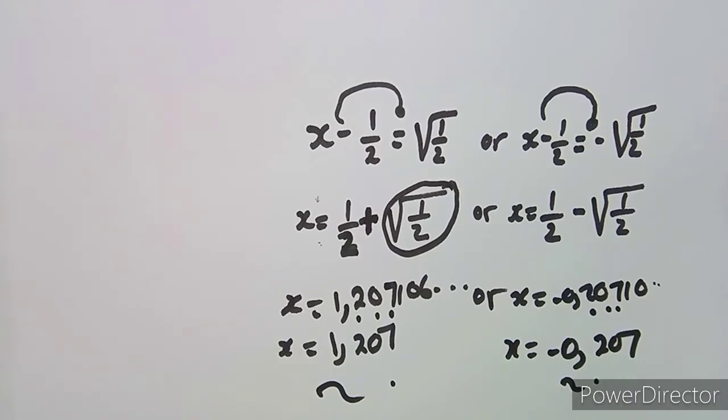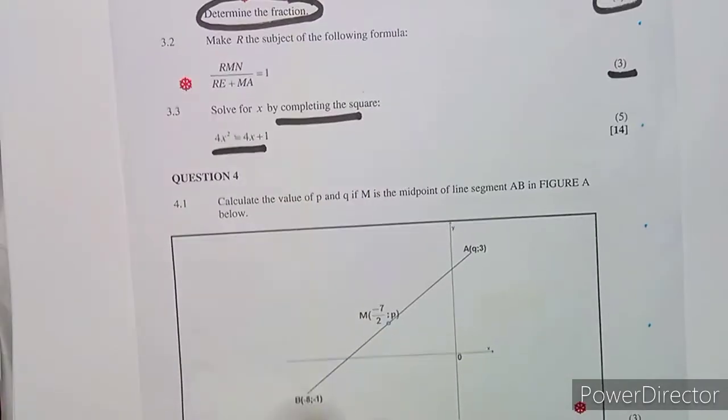So as you can see, guys, completing the square is something that you have to learn, and I always say that these methods you're supposed to know all of them: factorization, quadratic formula, and also the completing the square method. You're supposed to know all of these methods.